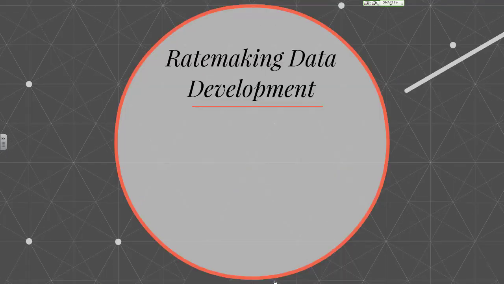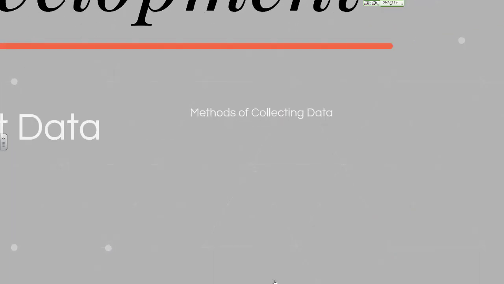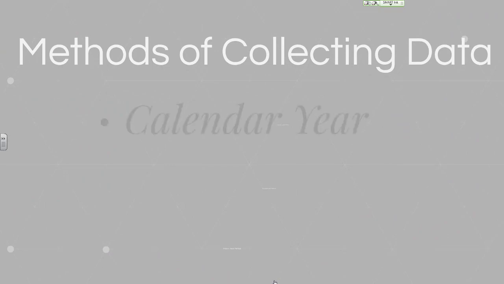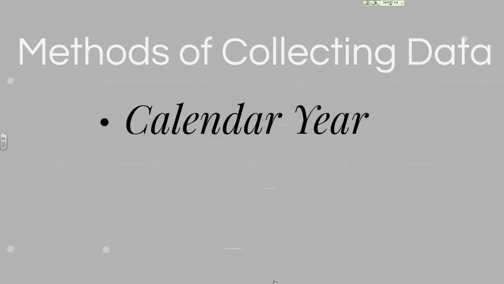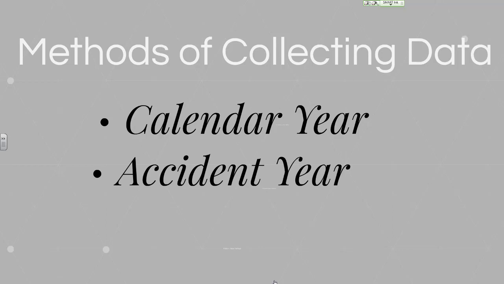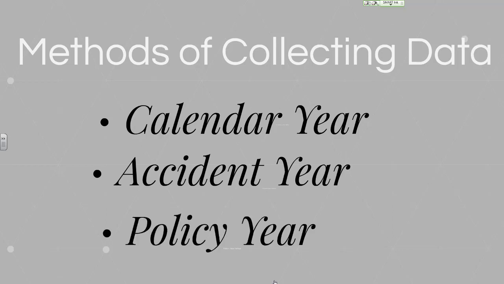Now let's look at rate-making data development. These are basically the different steps to developing data for rate-making purposes. The first step is, of course, to collect the data. There are 3 different methods of collecting data. The first is the calendar year method. Next, the accident year method, and then the policy year method.